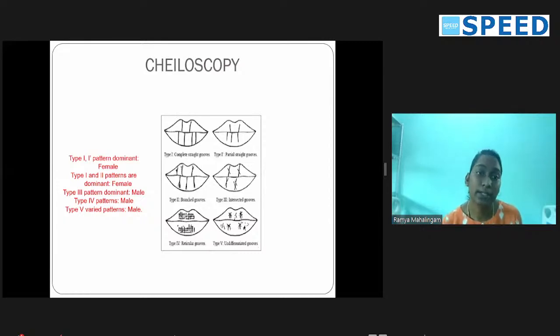Type 1 is more seen in females. Okay, you can see the picture of type 1, so it is seen more commonly in females. Type 1 and type 2 patterns are common in females. Type 3 pattern is more common in males, and type 5 is also more common in males. Okay, with these patterns you can identify the sex of the patient. It is sometimes more distinct for some of the patients. Okay, but with this you cannot conclude because the standardization is still not proper.